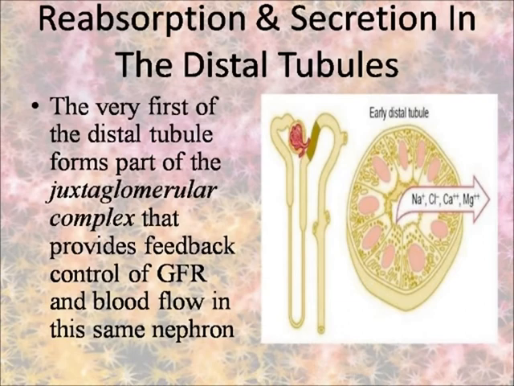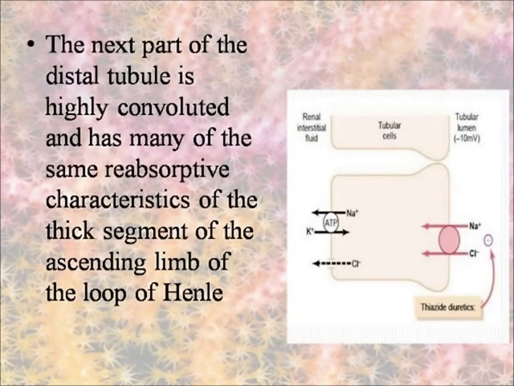Reabsorption and secretion in the distal tubules. The very first part of the distal tubule forms part of the juxtaglomerular complex that provides feedback control of the glomerular filtration rate and blood flow in the same nephron. The next part of the distal tubule is highly convoluted and has many of the same reabsorptive characteristics of the thick segment of the ascending limb of the loop of Henle.